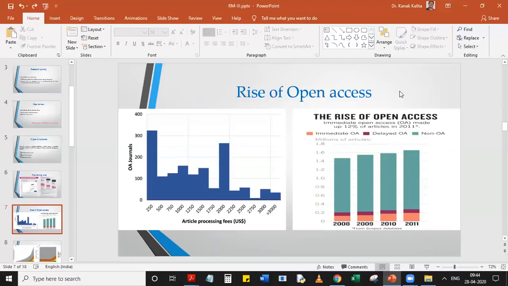So after 3 years of publishing your paper, they will make it freely available to all. And now it is open access, but it is a delayed open access because it was not immediately available to the readers to read free of cost.